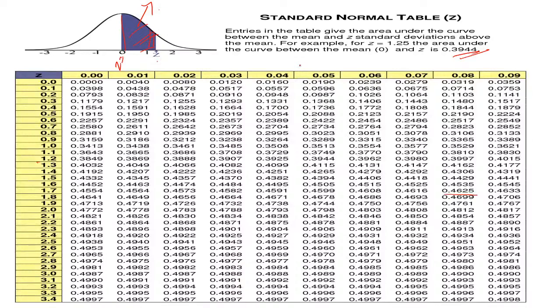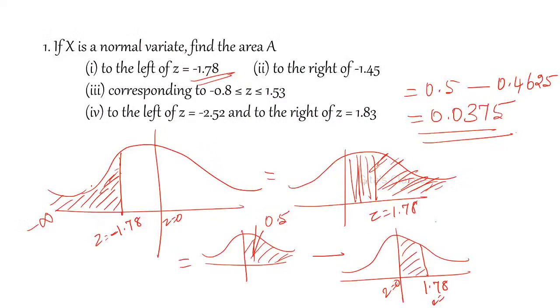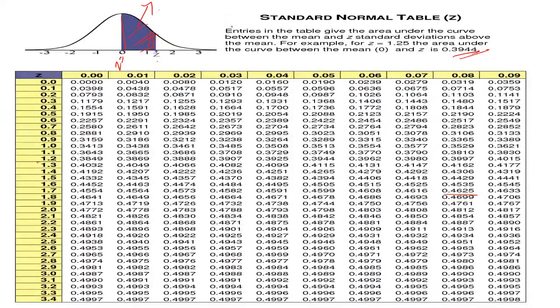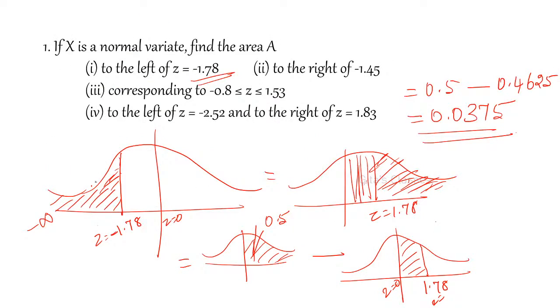Now if I want this area, whatever required area is given, to make use of the table, you have to express it in terms of this area, z equal to 0 to z. Actually these values are representing this area. Understood? So 0.5. Now left hand side is equal to right hand side because it is symmetric about the line z equal to 0, or x equal to mu, you can say.